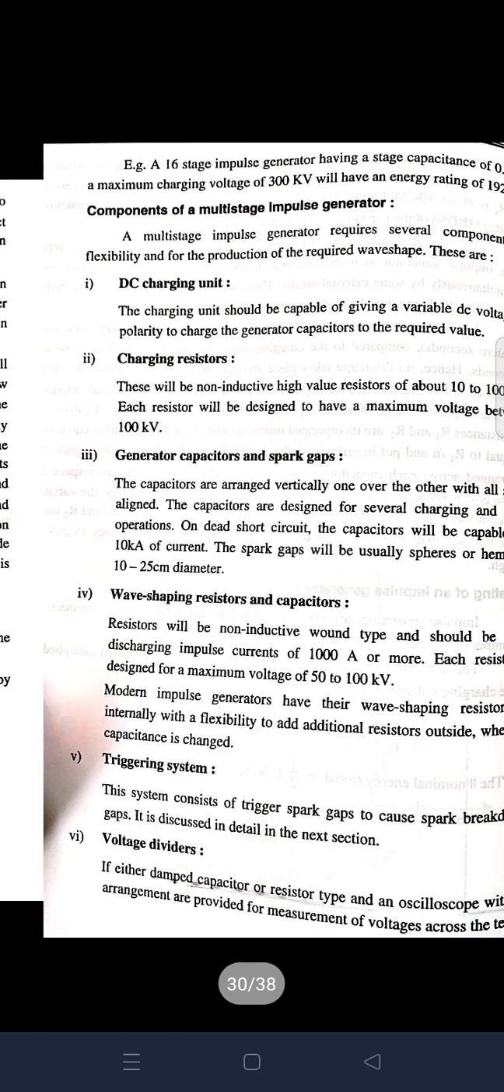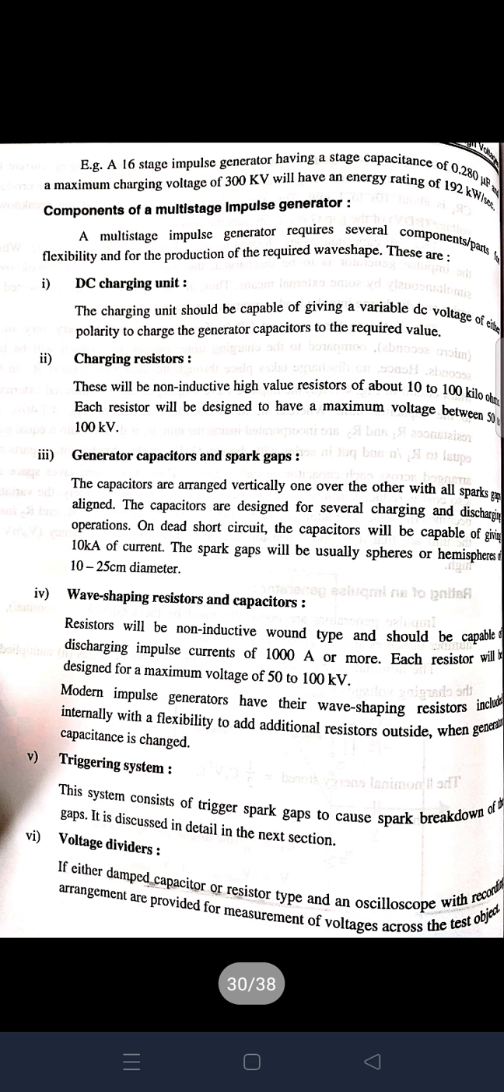Now the components used in a multi-stage impulse generator. A multi-stage impulse generator requires several component parts for flexibility and for the production of the required wave shape. First is the DC charging unit. The charging unit should be capable of giving a variable DC voltage of either polarity to charge the generator capacitors to the required value. Second is the charging resistance.